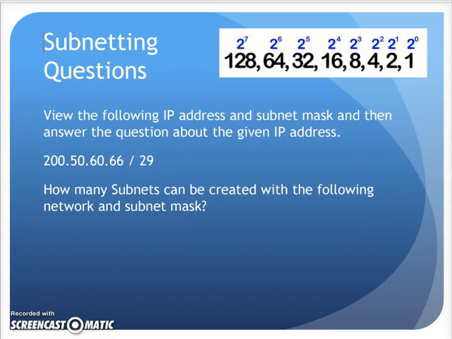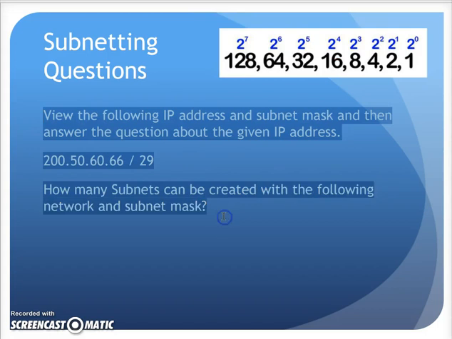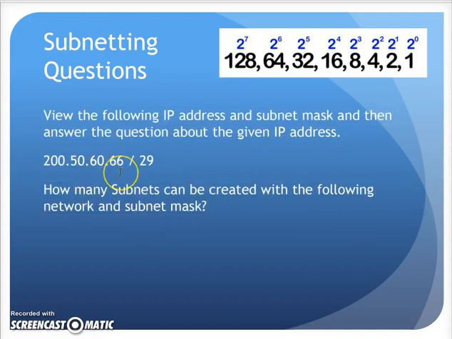Here's the kind of questions they like to ask you. And yeah, they're not going to give you this up here. I put that up here for our reference. They love to give you this right here, and that's it. So they'll say, okay, view the following IP address and subnet mask, and answer the following question about the IP. So, 200.60.66.0/29. They love to do this to you to see if you know how to get your subnet mask from it. So from that, how many subnets can be created with the following network and subnet mask?